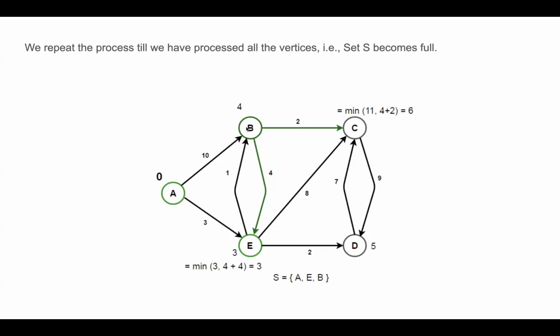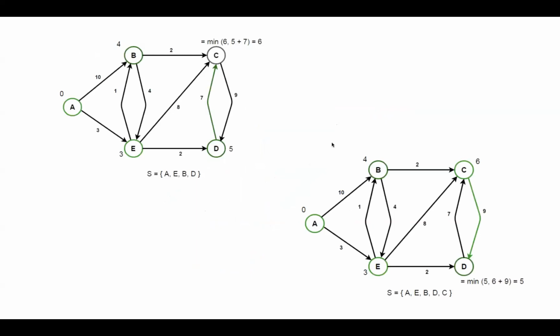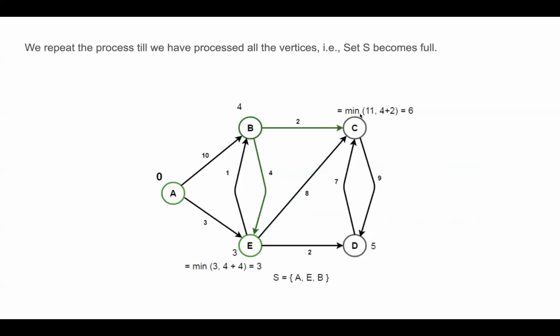We will consider B to C. Okay, and its value is 2. Okay, B to C value is 2. Getting? So what does C will become? Minimum of 11 or 4 + 2. 4 + 2 means what? 3 + 1 + 2, that is 6. Minimum of 11 and 4 + 2. 4 + 2 is 6.